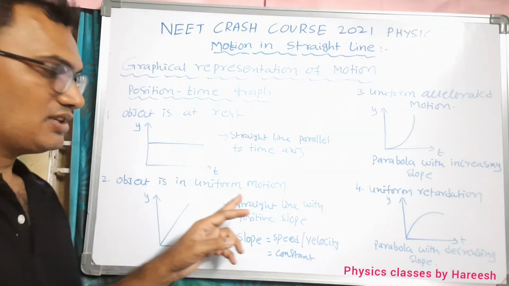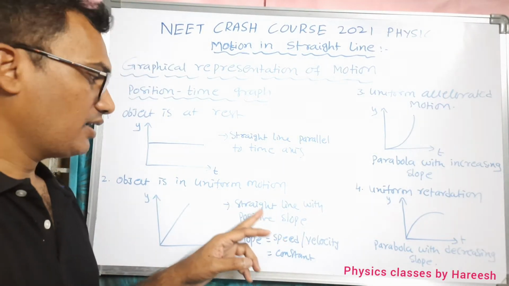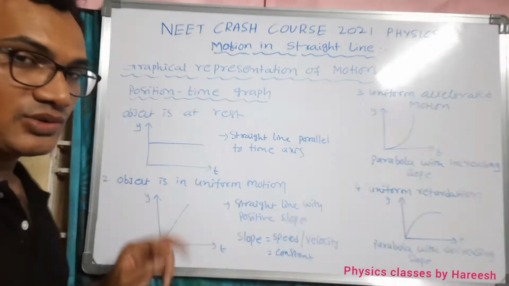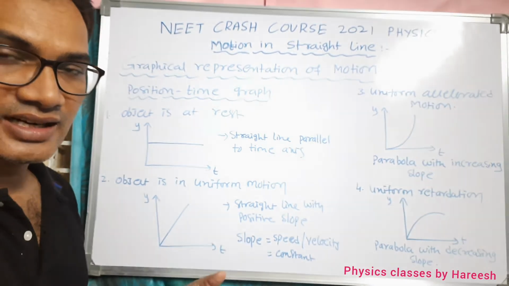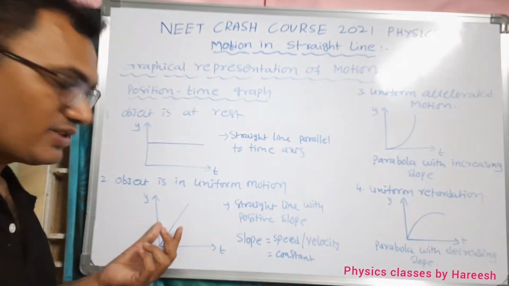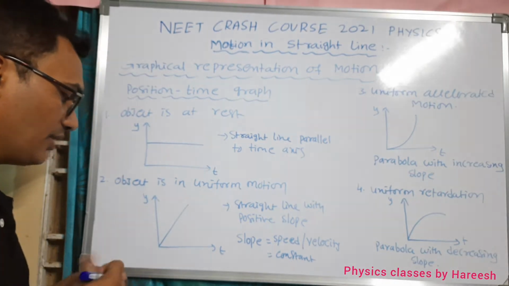Next, the object is in uniform motion. So a straight line passing through the origin. If the object starts from the origin, then the straight line passes through the origin. If the object starts from a certain position, then the graph will be like this.